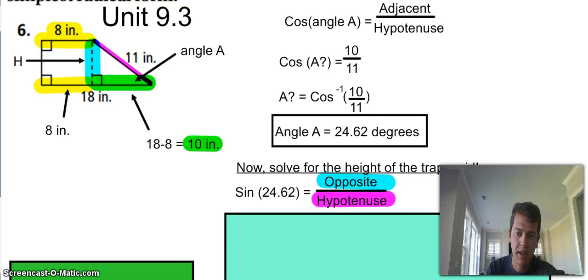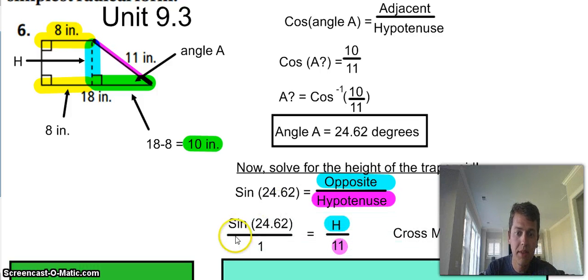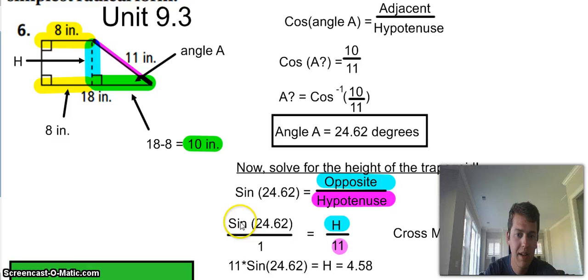So then moving this down, sorry about that. So I have sine of 24.62. Then I put my h for my opposite side on top, and then I put the length of my hypotenuse of 11 on bottom. And then we can cross multiply here.